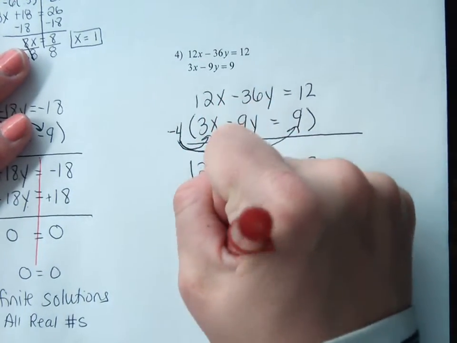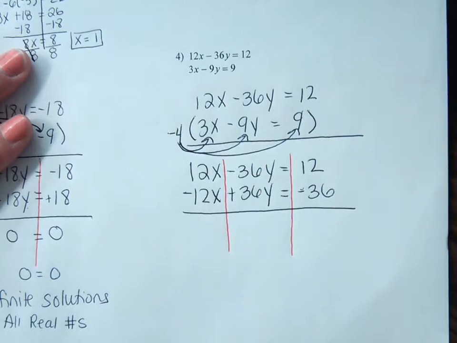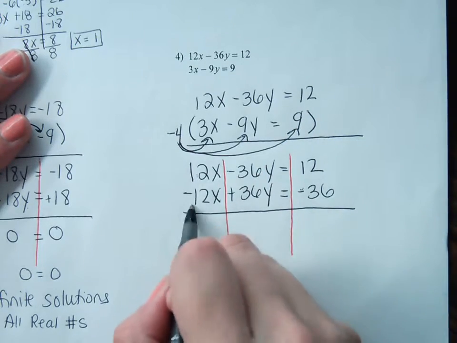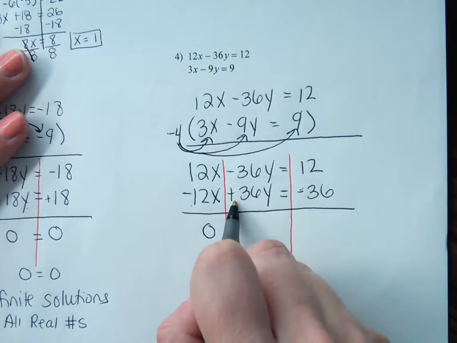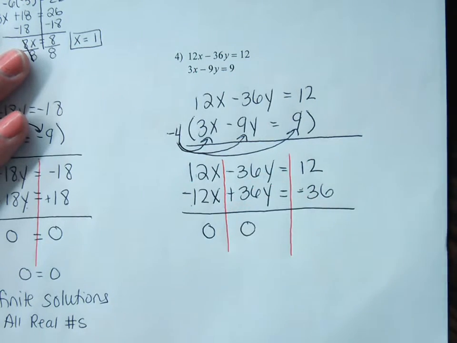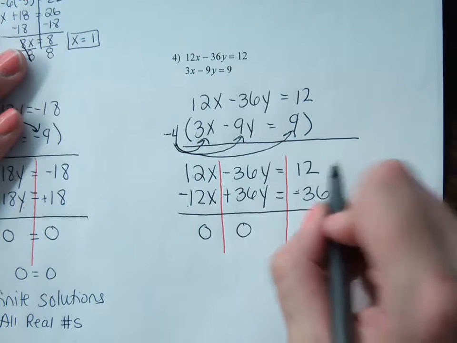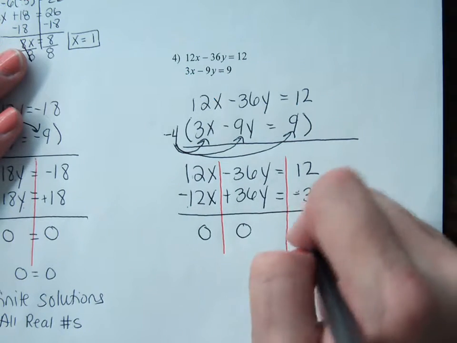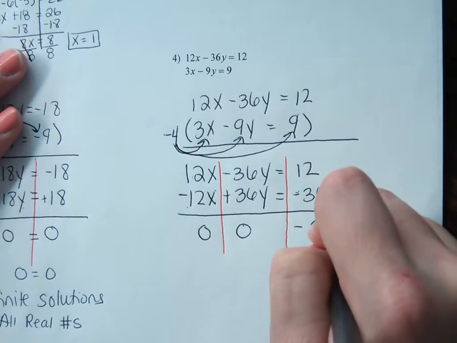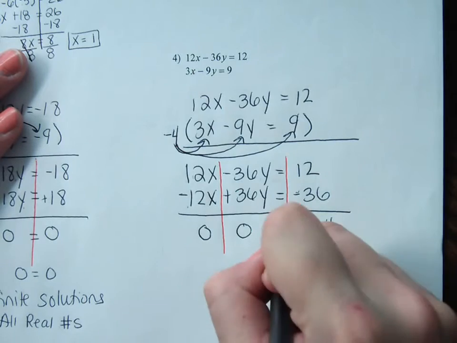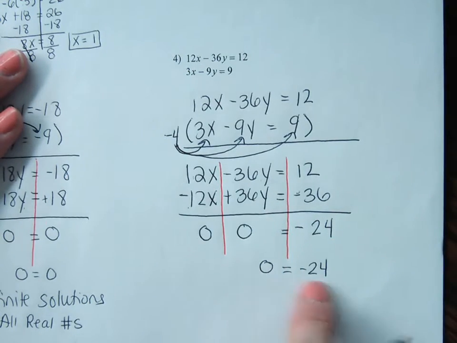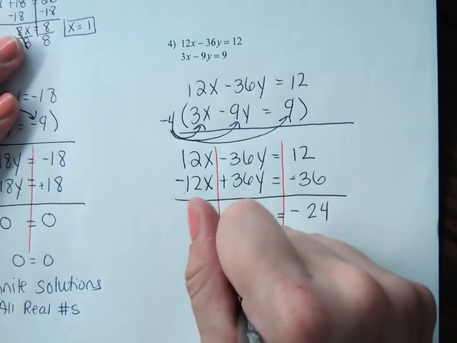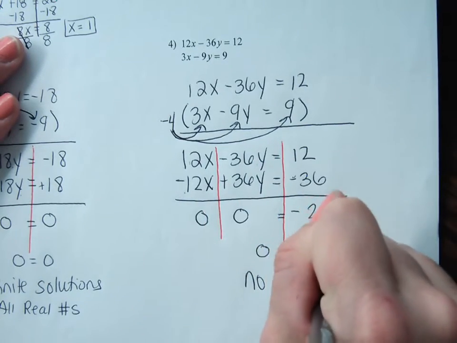Now I can make my columns, so I can total up each column. 12x minus 12x is 0. Negative 36y plus 36y again is 0 because they're opposites. 12 minus 36 is negative 24. So we have 0 equals negative 24. 0 doesn't equal negative 24, so that is no solution.